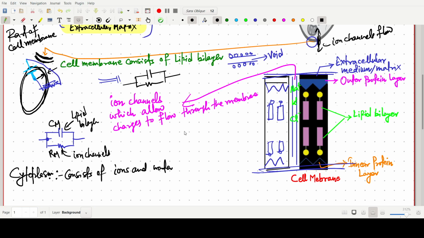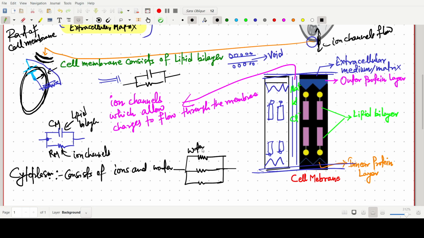Inside the cell, so many things are there, like Golgi body, mitochondria, other organelles, and water molecules also. What we have observed is that water has some resistive property, along with so many organelles that will act as a resistor. But water or a liquid produces a very low resistance.